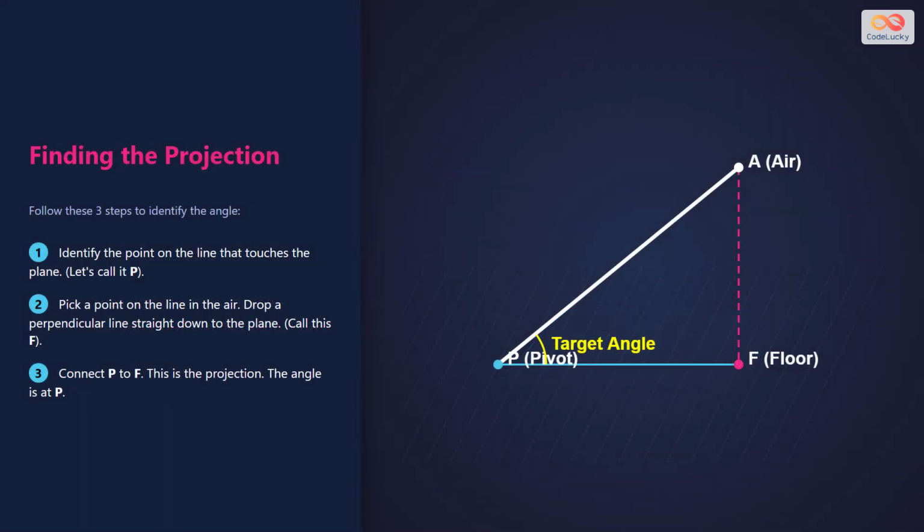To find that shadow accurately, use the drop-down technique. Pick a point on the line high in the air and drop a straight line down perpendicular to the floor. Connect that landing spot back to the start of the line. You have now formed a right-angled triangle that you can solve.